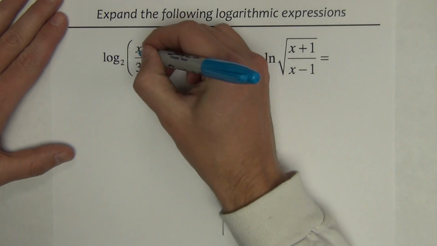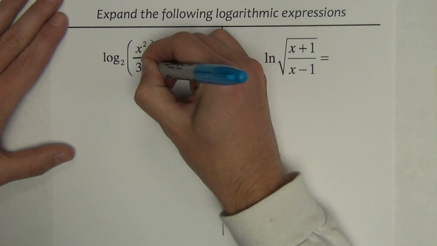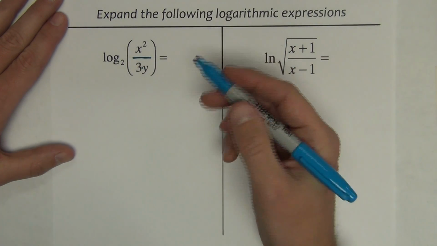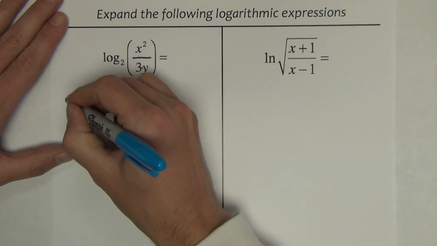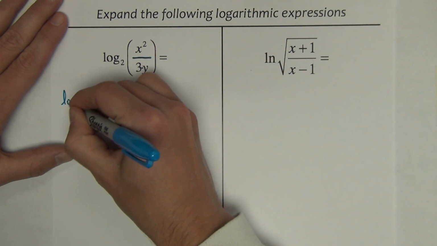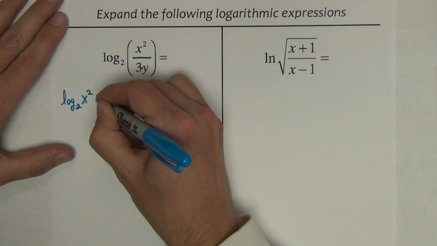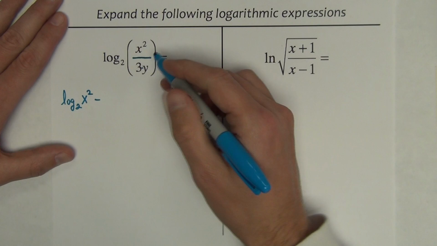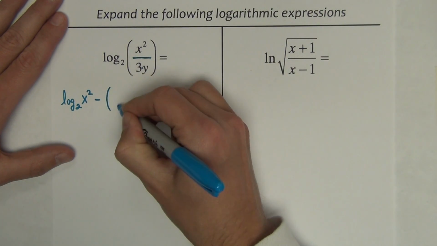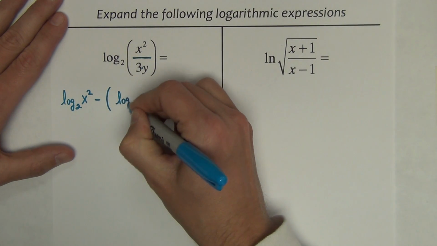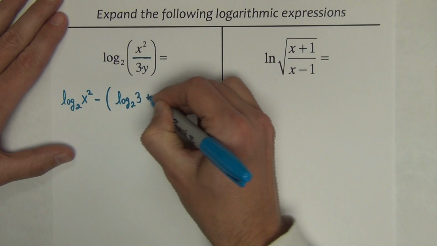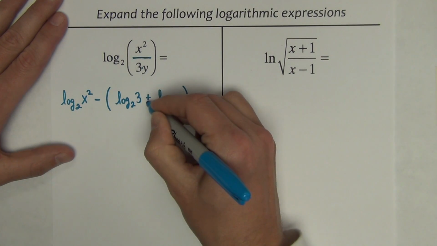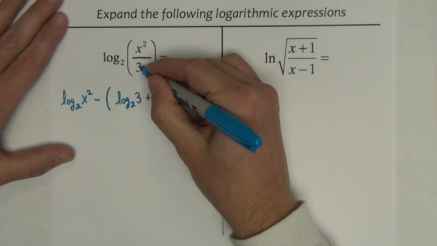Okay, this first one, I've got a division, and then I've also got a product down here. Now there's two ways to think of this product, and I'll explain them both. This is going to be log base 2 of x squared minus. Now I can do it this way. Since both these are in the denominator, I'm subtracting this entire expression: log base 2 of 3 plus log base 2 of y. I've used plus because of the multiplication right here.